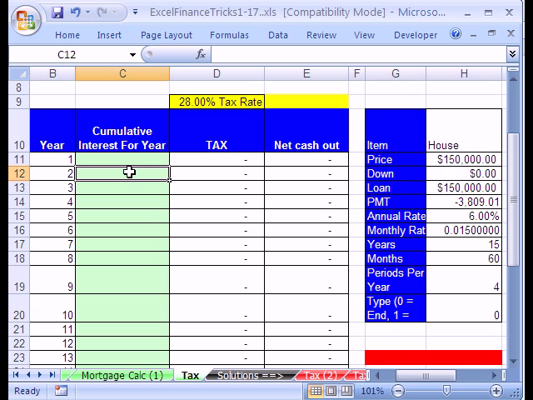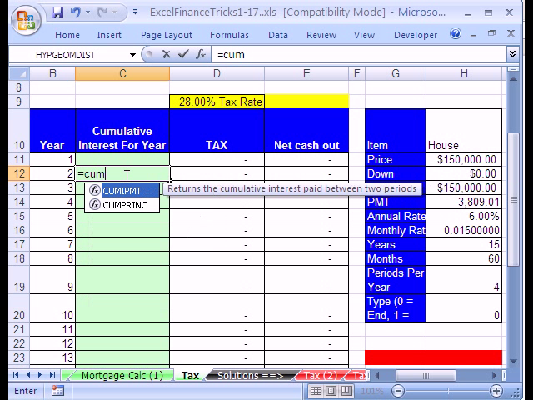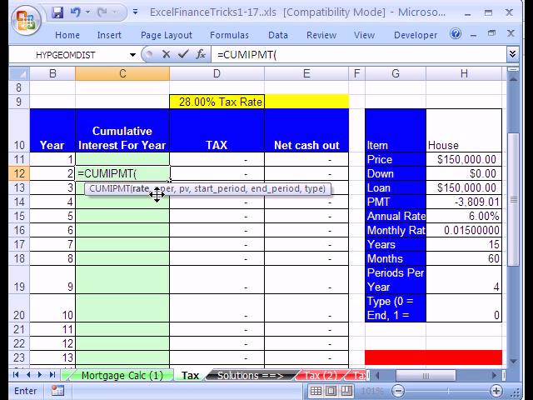All right, now this is going to be pretty complicated. And I'm going to start the function here in the second year because figuring out the math is more logically obvious when I start in the second or third year than it is with the first year. So I'm going to click in the cell, equals CUMIPMT.